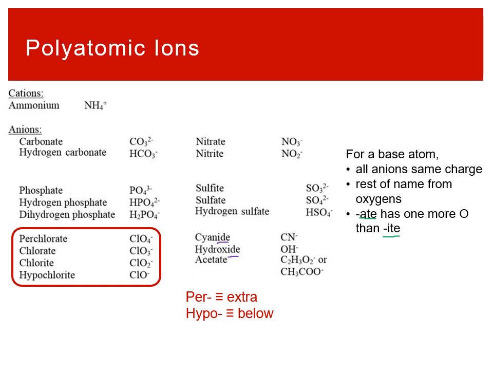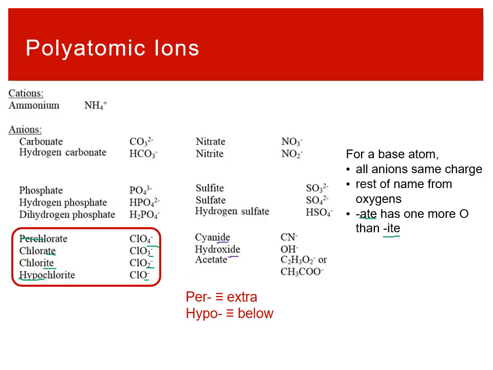If you have ATE, you can see chlorate has 3 oxygens, chlorite has 2. So if you just learn that chlorate is -1 and has 3 oxygens, then ite has to be 2 oxygens. Additionally, per means like hyper, so it has 1 extra, so you get to 4. Hypo means like hypothermia, it's cold, it's below. That means you only have the 1 oxygen.